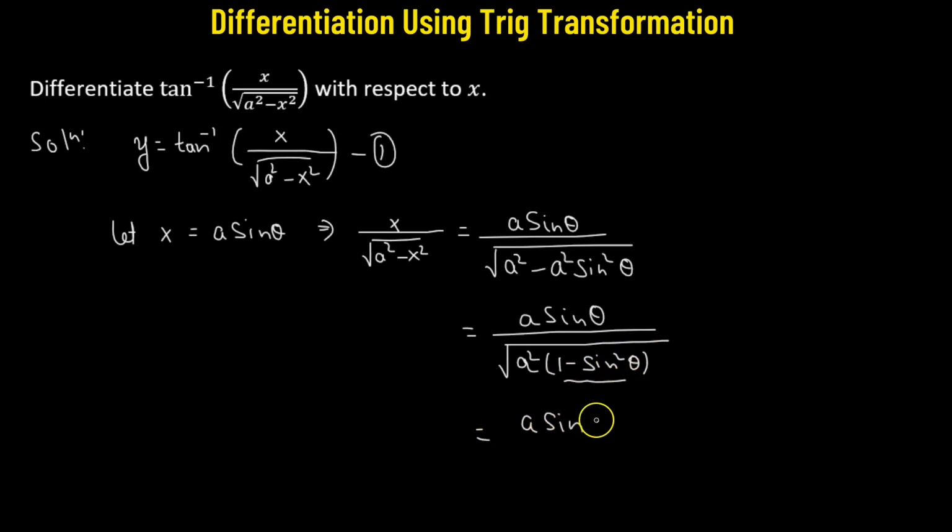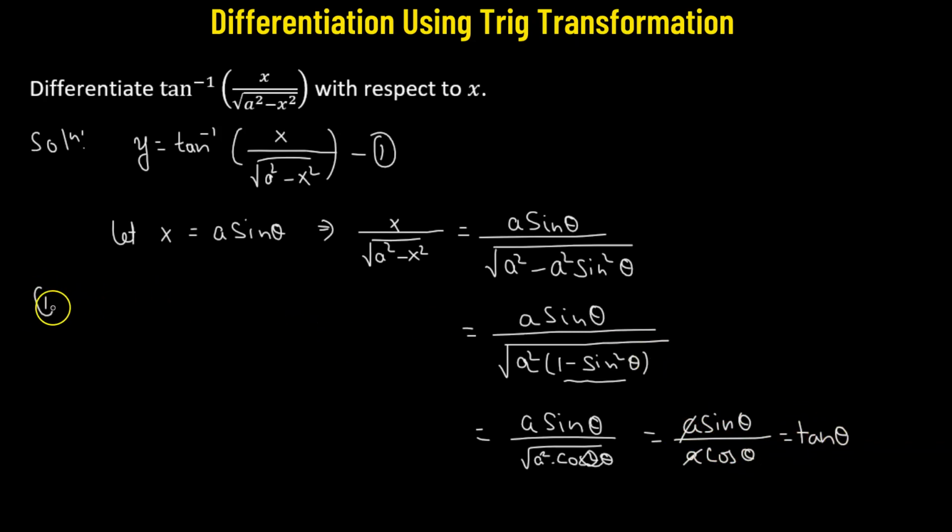So we have a times sine theta, which will be divided by square root of a squared times cosine squared theta. So that gives us a times sine theta divided by, so we'll take the square root of the perfect square, which gives us a times cosine theta. So a and a gets cancelled out. Sine over cosine, that's the ratio, which is tangent of theta. So that means equation number 1 now becomes y equals to tangent inverse of tangent of theta. Now tangent inverse of tangent of theta, that's simply theta.